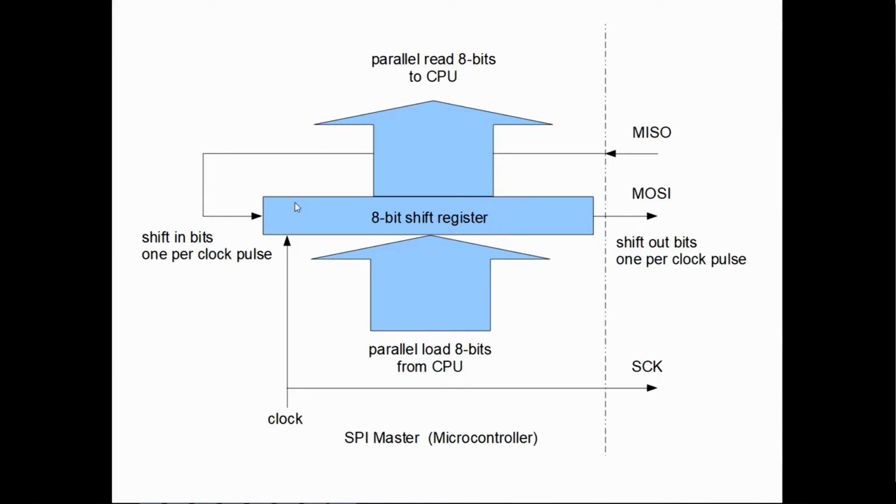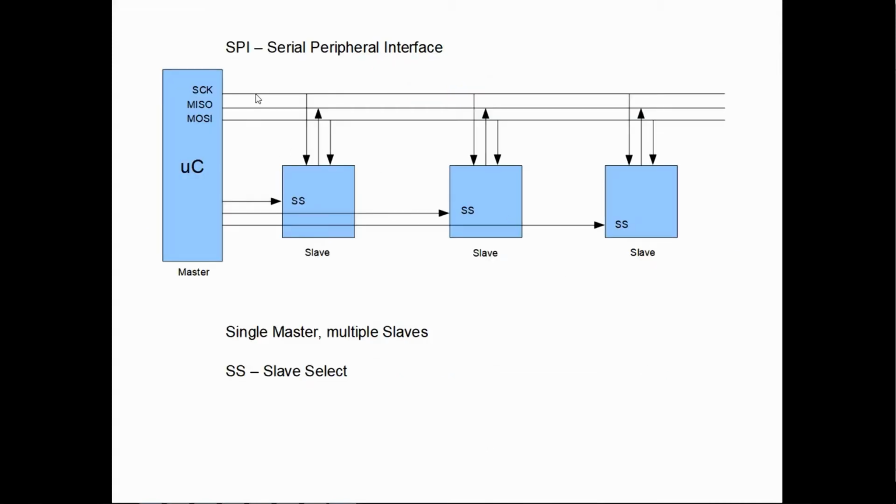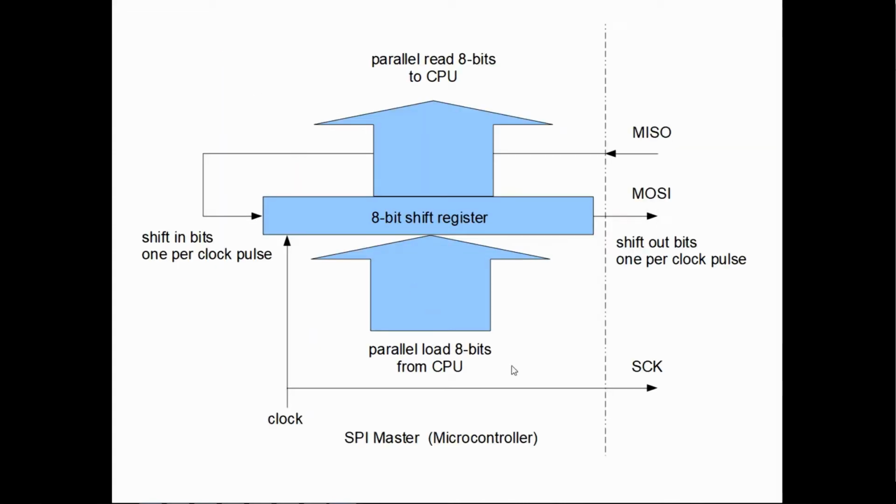The CPU and each of the slaves will have an 8-bit shift register here, which is driven by the clock. In the case of the CPU, or the master, the clock is generated internal to the master, and it also goes out, which is what I showed you in the previous one. This is the same line here, SCLK. In the case of a slave, the SCLK line goes in, and there's no clock generated internally.